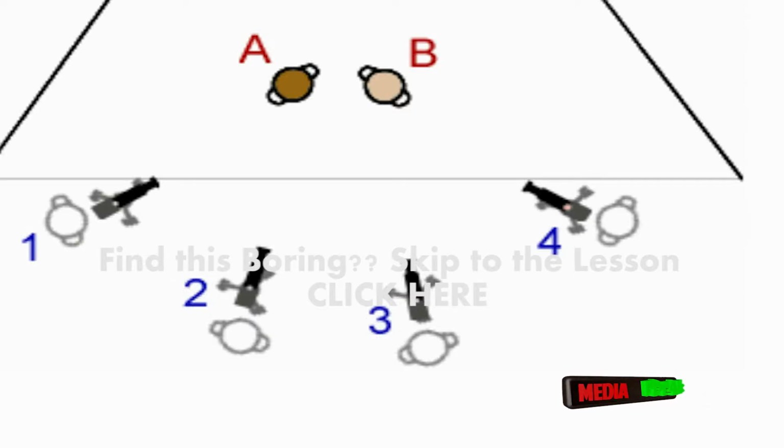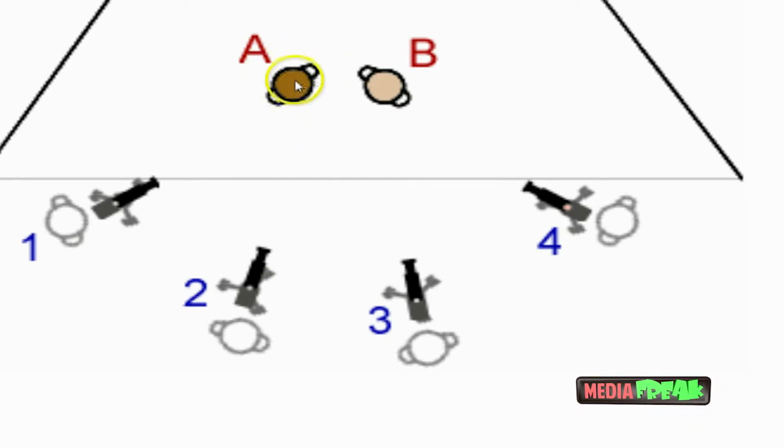Just to explain a little bit, Multicamera is when we have two or more cameras. In this diagram, we have four cameras pointing at two objects, object A and object B, which we're going to be reviewing in this video. So we're getting four angles in this diagram. In the video we're getting two angles.